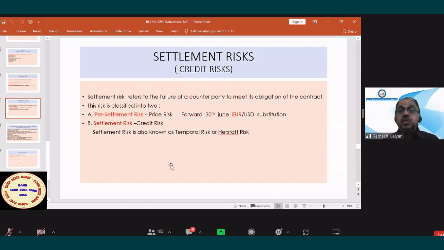So I have to go for substitution of a deal. Another deal I have to find, and the rate may vary. If the rate is favorable, no question. In risk management, we speak only about the downside. So if the rate is unfavorable, then I stand to lose. That is known as pre-settlement risk. That is why we call the pre-settlement risk a price risk. Price risk.